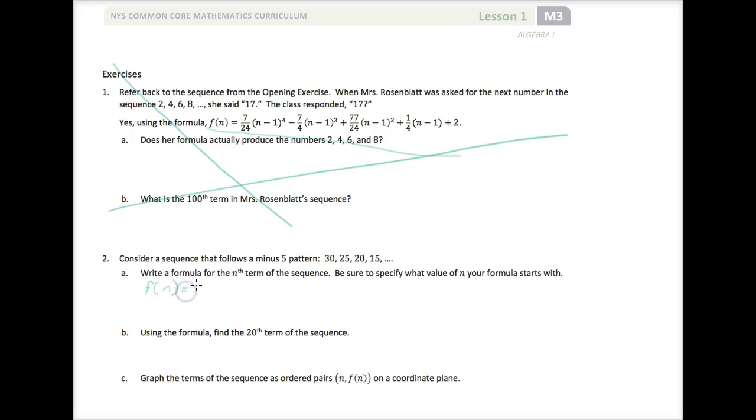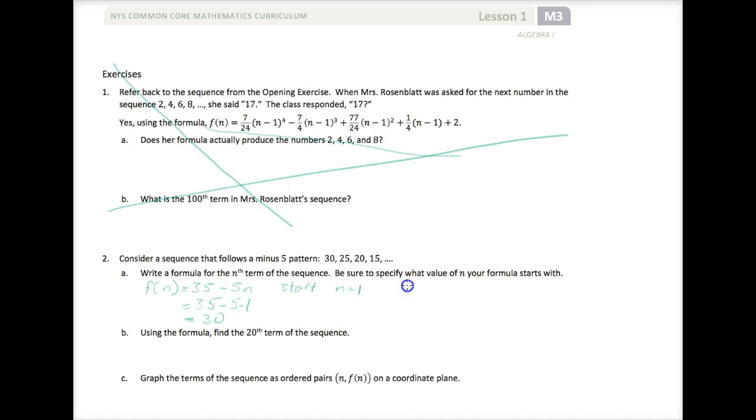Then if we think about it, we could say that the formula started at 35, and each time we step up a number, we subtract 5. So that's one way to think about this sequence. And if we do this, then we can start with n equals 1. And if we put in 1, we get the first term, f of 1 is 35 minus 5 times 1, which is 30. And that's the answer we're looking for.